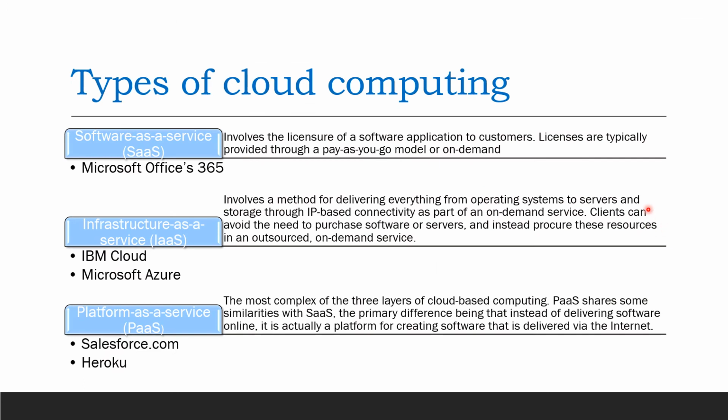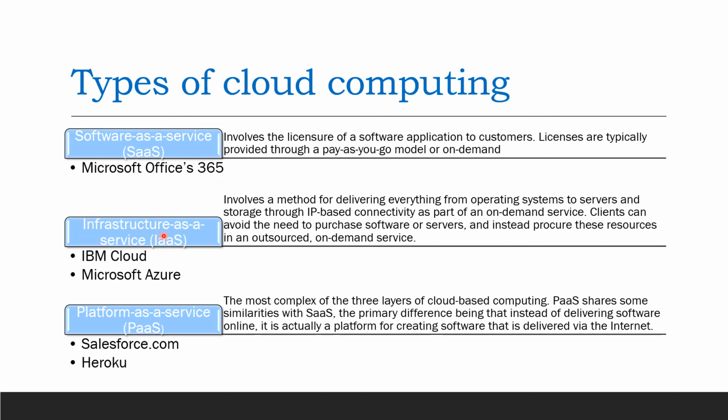There are actually three types of cloud computing. Maybe you just know Apple Cloud, Microsoft, IBM Cloud, but they are actually different types. First is software as a service, SaaS, then infrastructure as a service, IaaS, and platform as a service, PaaS. Software as a service involves the licensure of a software application to customers. The license is typically provided as pay as you go. I think most of the cloud computing available now is pay as you go. A simple example for this type is of course Microsoft Office 365.